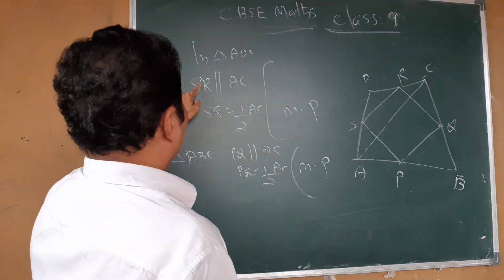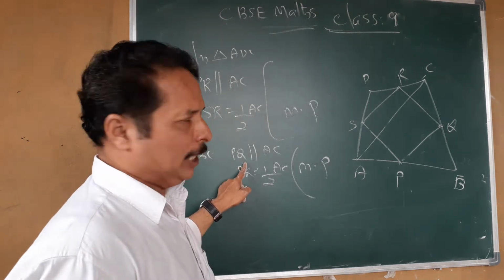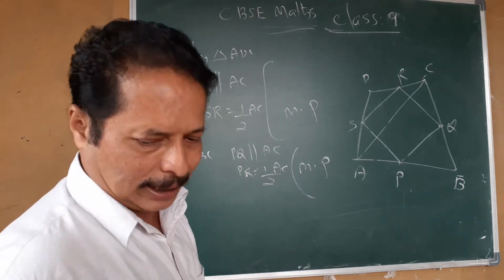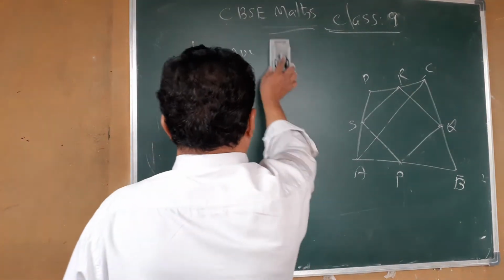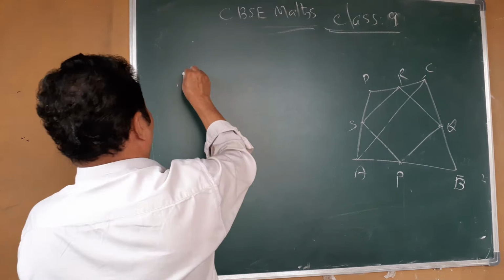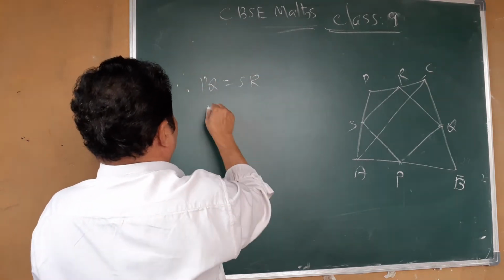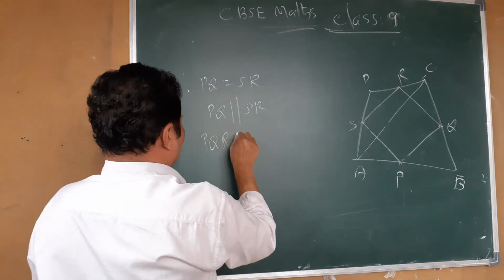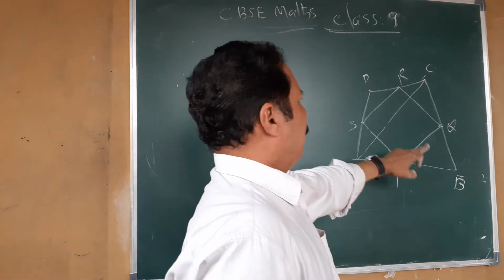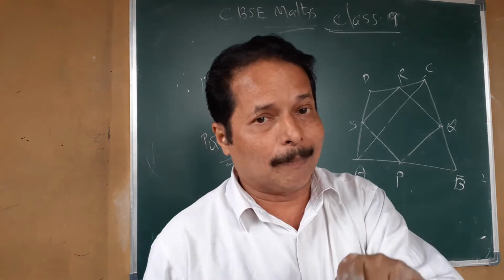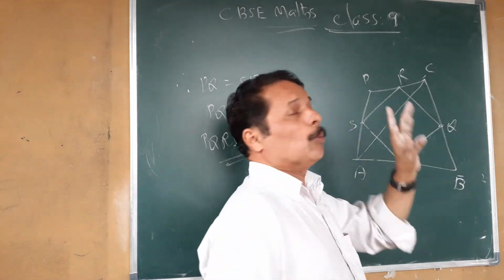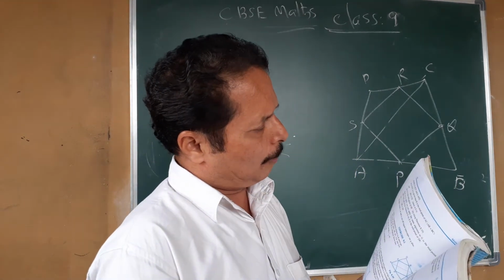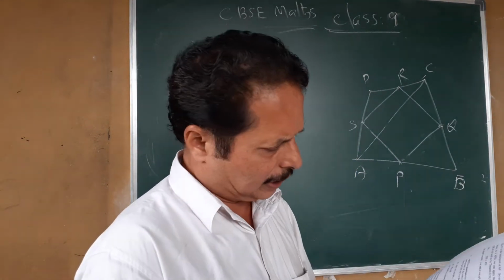And look here, SR is parallel to AC, PQ is parallel to AC. SR equal to half AC, PQ equal to half AC. The meaning is PQ equal to SR. Therefore, PQ equal to SR and PQ parallel to SR. So, PQRS is a parallelogram because a pair of opposite sides are equal and parallel. Now you studied that. That's the first question, in page number 150.